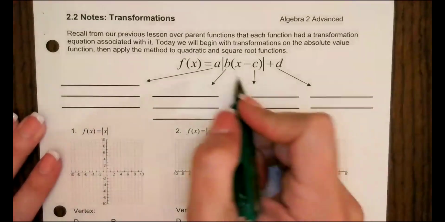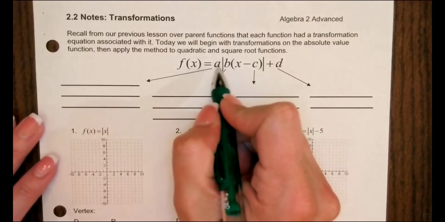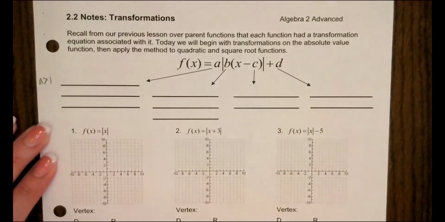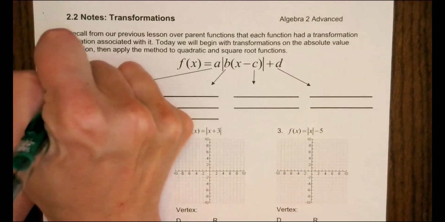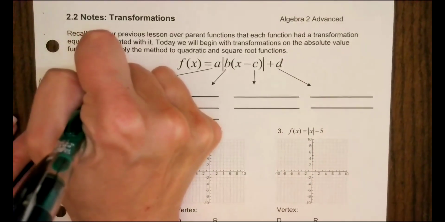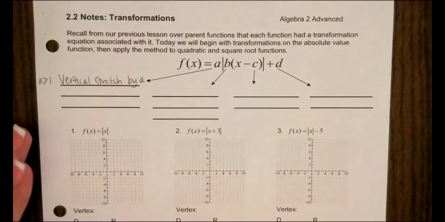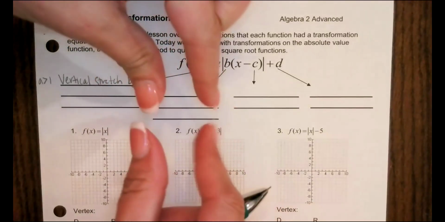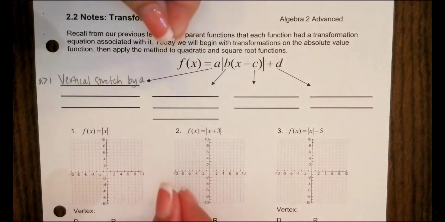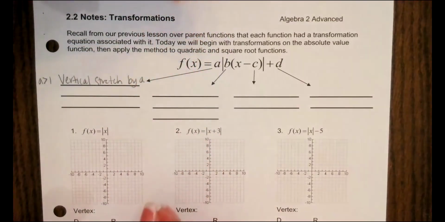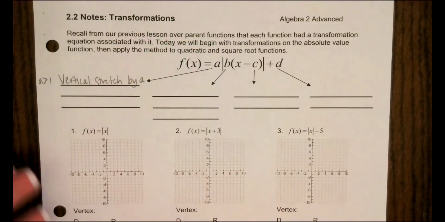All right, so let's summarize what we found. The A value, the one that's being multiplied in the front, when it was greater than 1, it caused a vertical stretch by that A value. So vertical stretch looks like you took it from the top and the bottom and you pulled. That's why we call it a vertical stretch. We're taking it from up and down and we are pulling. So it gets it more narrow.